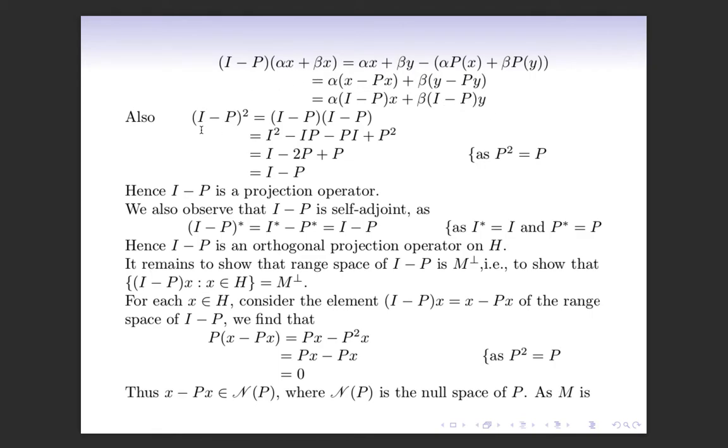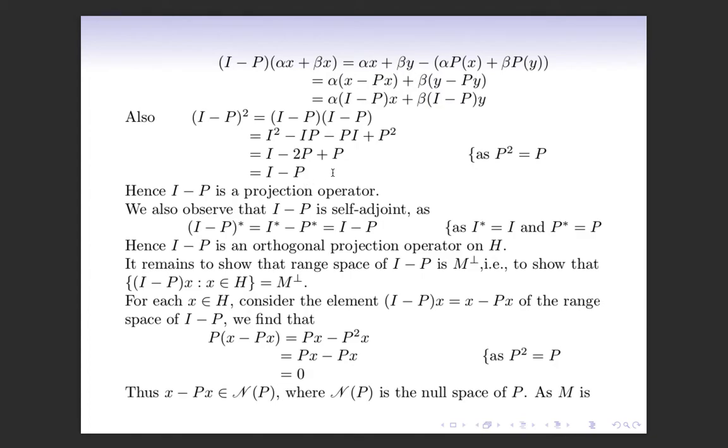Now I minus P whole square is equal to I square minus IP minus PI plus P square. Since I square is equal to I, IP is equal to P, and PI is equal to P, here we have minus 2P. And since P is a projection operator, P square is equal to P. Here we can write P. So we have I minus P. So this shows that I minus P is an idempotent operator. So it is linear, it is idempotent, and so I minus P is a projection operator.